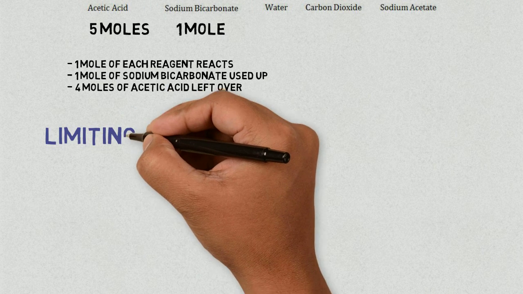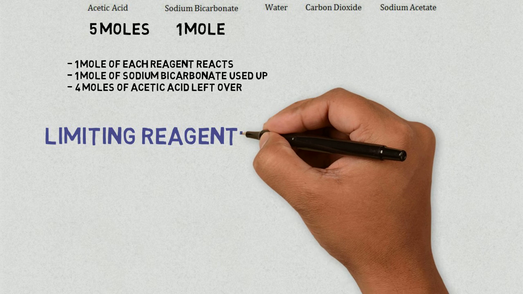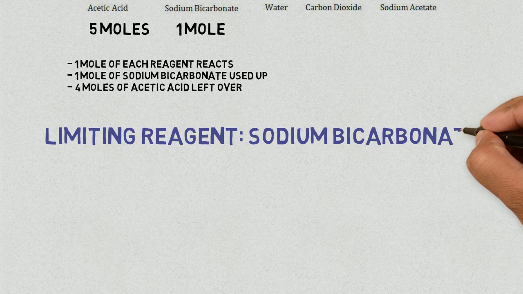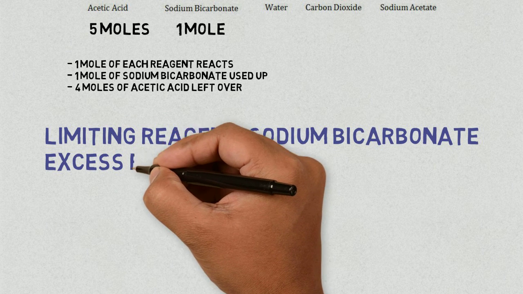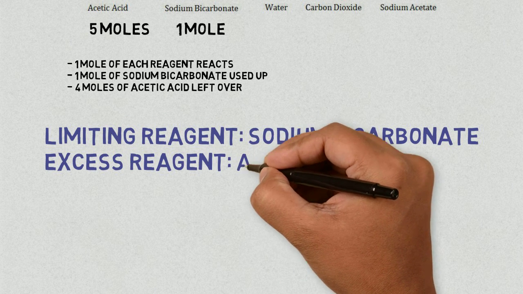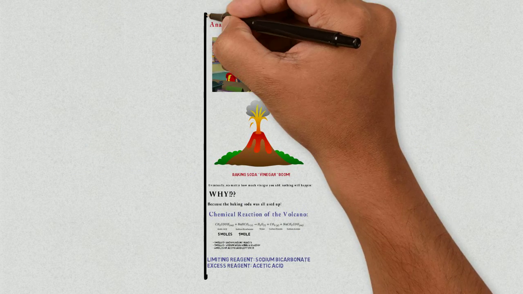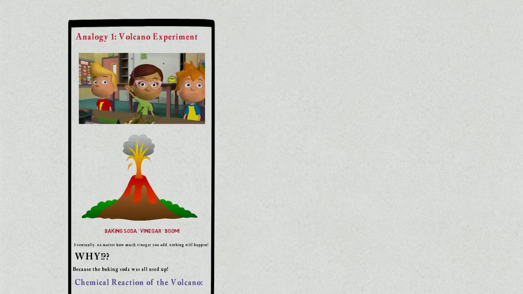The reagent that is limiting the amount of products being produced is the sodium bicarbonate. This is what can be referred to as the limiting reagent. On the other hand, we have 4 moles of extra or excess acetic acid left. This is what is referred to as the excess reagent.